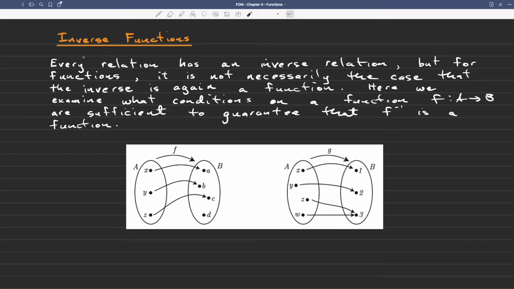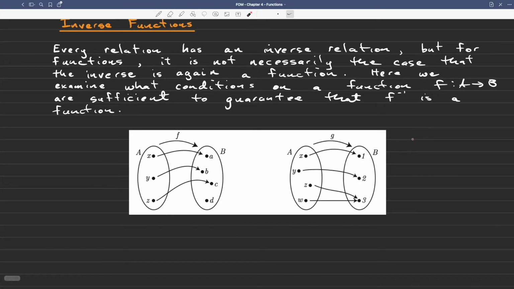So let's take a look at this picture that we have here. I've got two functions, and they're both functions from A to B. You can tell that they're functions from A to B because every element in the set A has an arrow coming out of it, and every arrow terminates in B. So that tells me the domain and range are right. And also, I never have two arrows coming out of an element of A in either of these relations. So both of these functions, f and g depicted here, are functions from A to B.